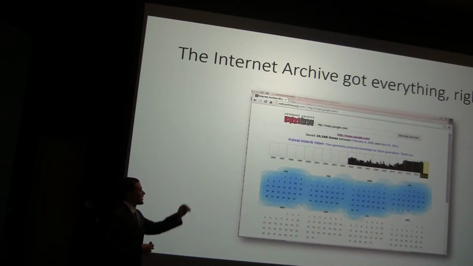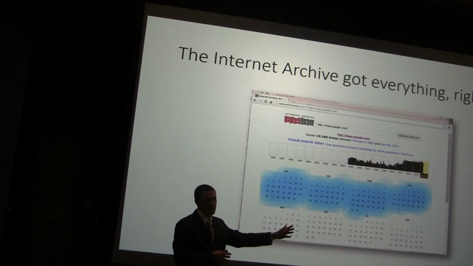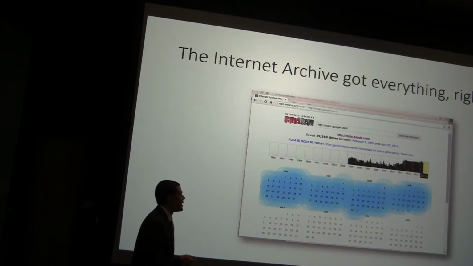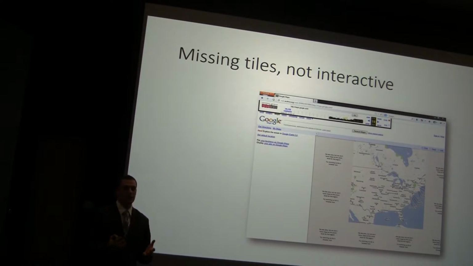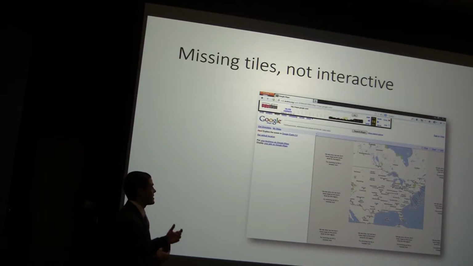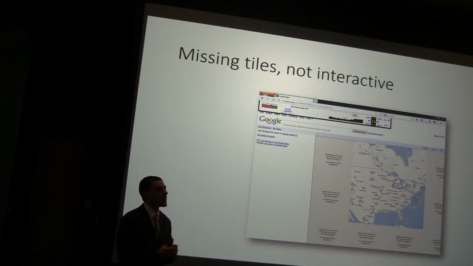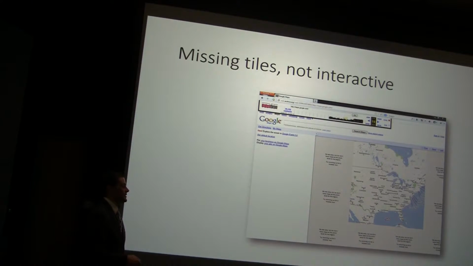And if you look at the time map from the Internet Archive of Google Maps, you can see that it appears that Google Maps has been well archived over time. They've got lots of mementos of it. But if we click on one of these mementos, what we see is something very different than what we expect. What we're seeing here is a memento that is not interactive. We can't click, pan, and zoom. And it's also missing map tiles.